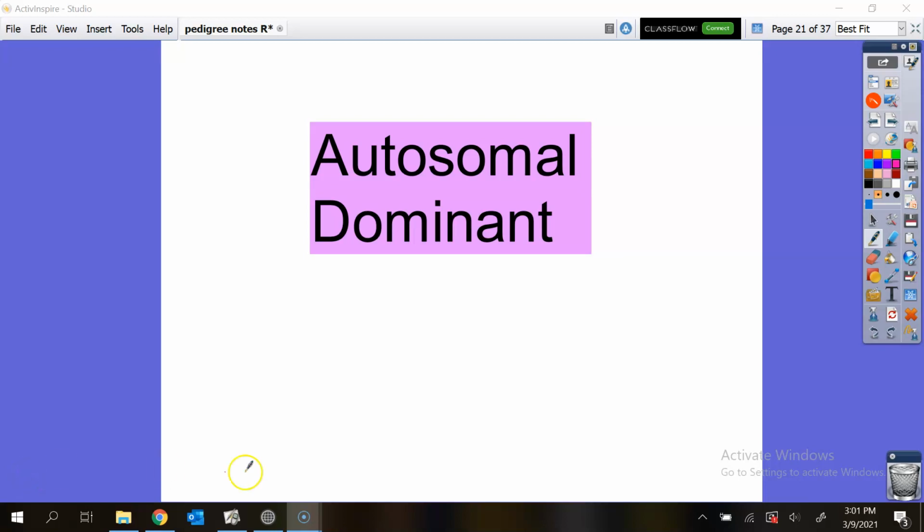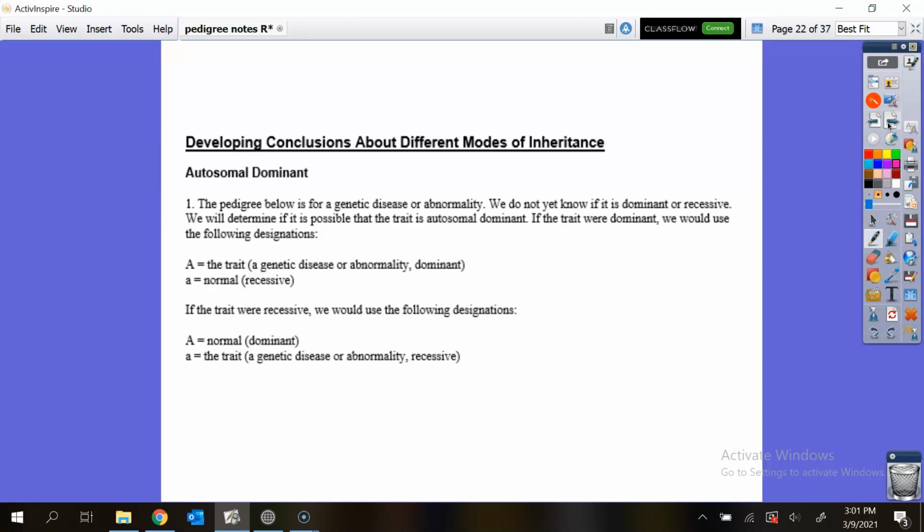Okay, so finally we're at our last inheritance pattern, autosomal dominant. So, developing conclusions here. The pedigree below is for a genetic disease or abnormality. We don't know if it's dominant or recessive. We will determine if it is possible that the trait is autosomal dominant. If it is, we are going to use the following designations.